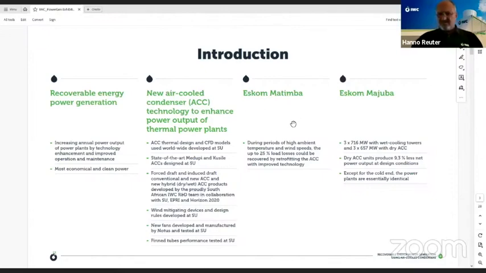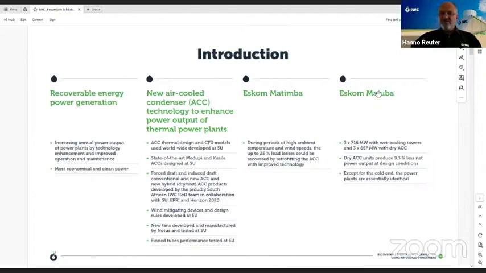Maybe just to give some numbers to get you interested. Eskom's Matimba power station, when it was built, was the largest in the world. And it has been found that during periods of high ambient temperature and wind speeds, there are sometimes up to 25% load losses, which could be recovered by retrofitting the air-cooled condenser with improved technologies. I'll show you the numbers later on. 25% of 4 gigawatts is 1 gigawatt, which is a lot.